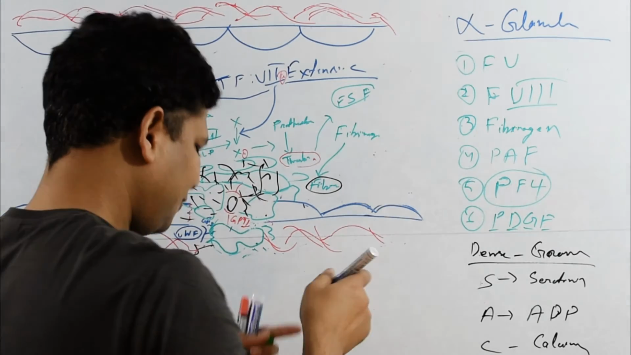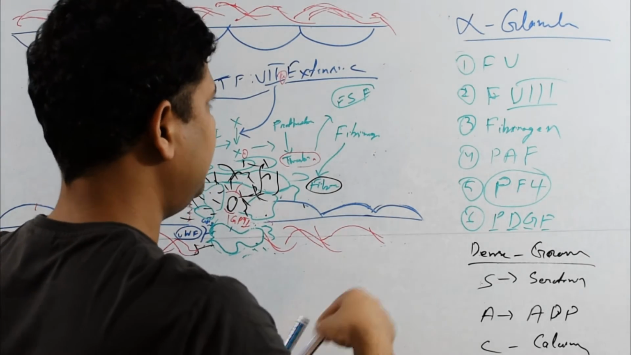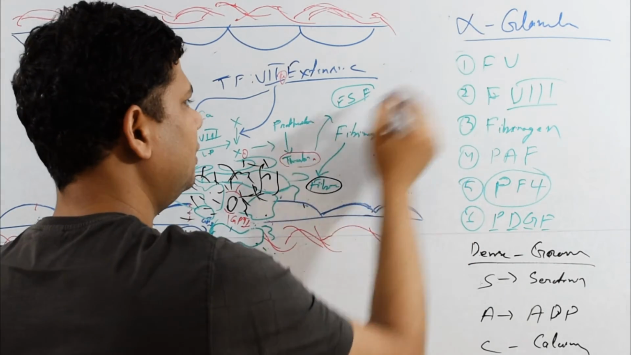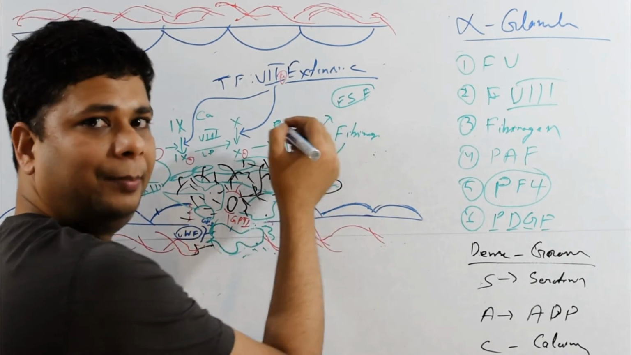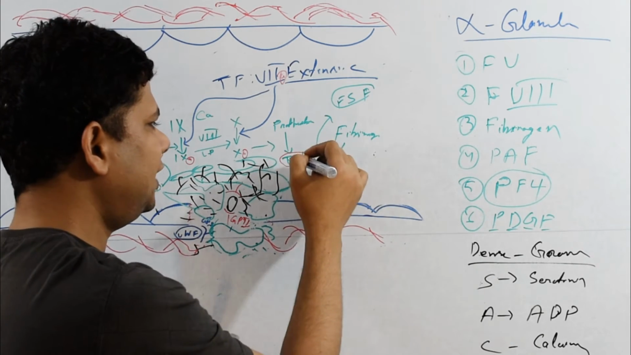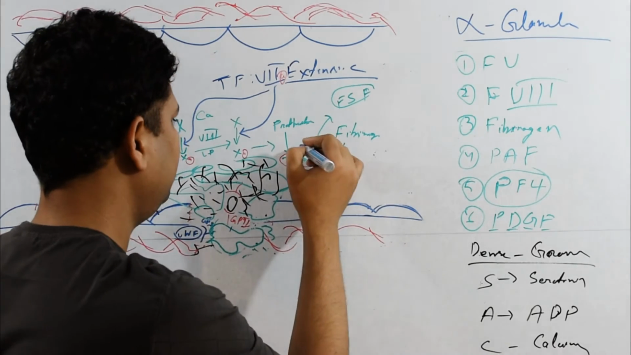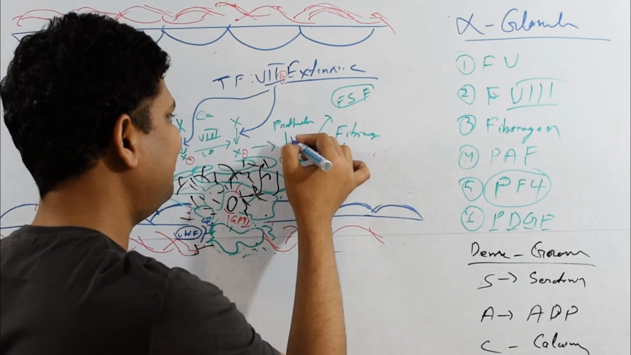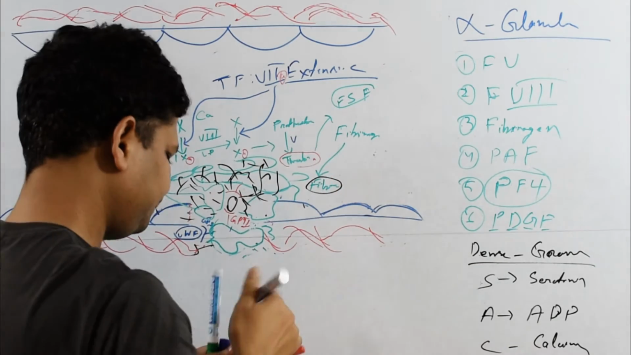Actually, another thing I forgot to tell is this factor 5 is present here. Prothrombin is converted to thrombin by factor 10 in presence of factor 5. So the factor 5 is present here.